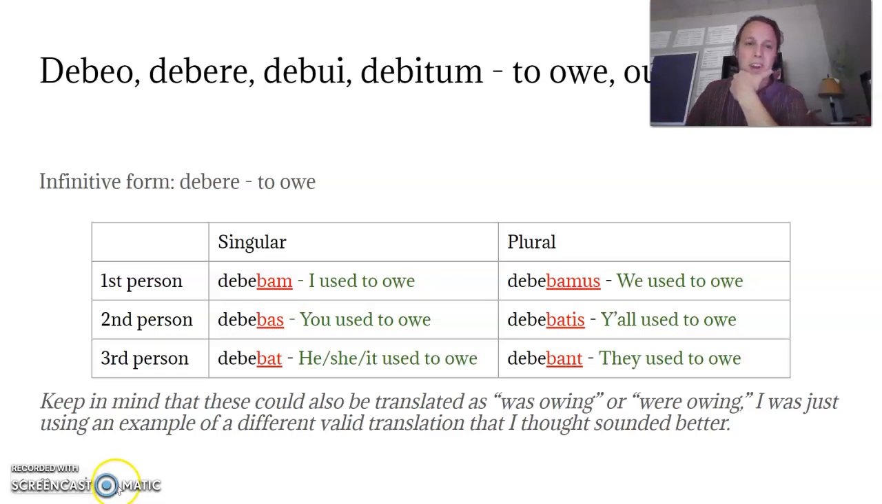All right, sorry about that. I don't remember where I left off. I had to leave the room for a second, but you'll see here, debebam, debebas, debebat. The endings are the same as they were for amat. But here I translated them as used to owe, and I have this note down here.